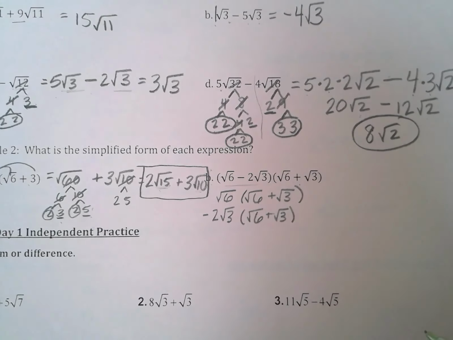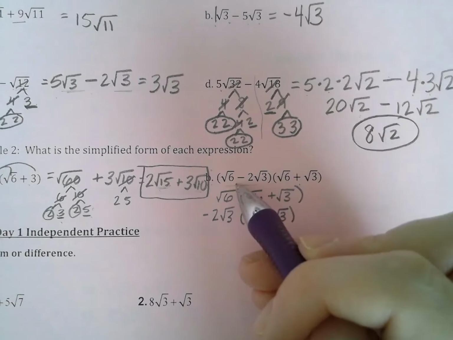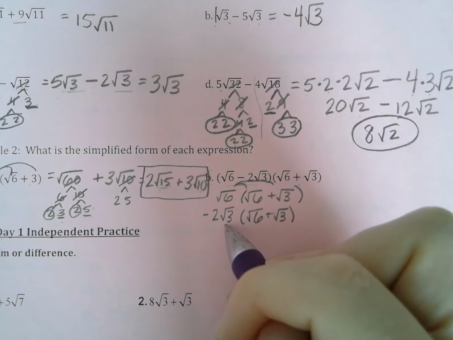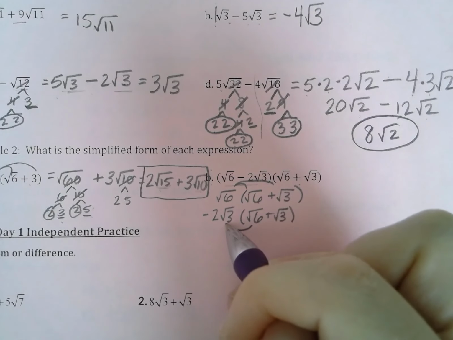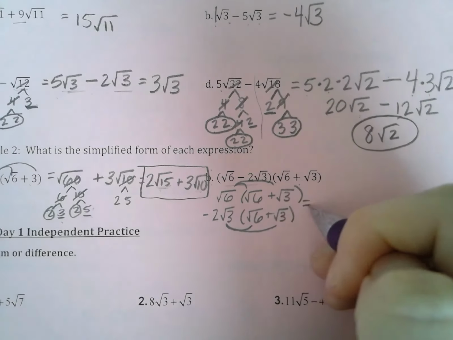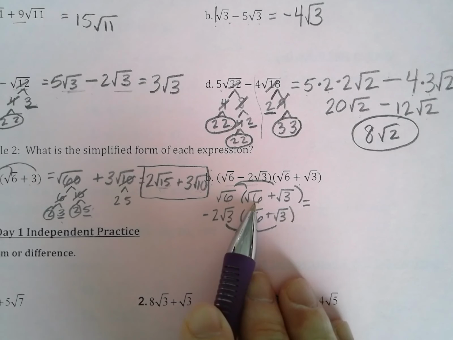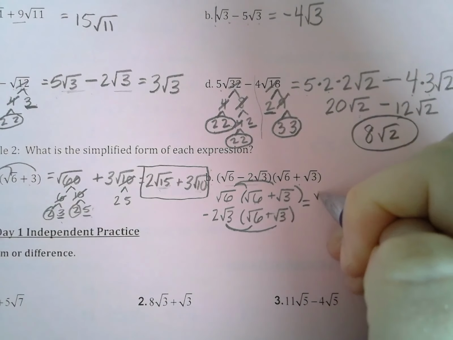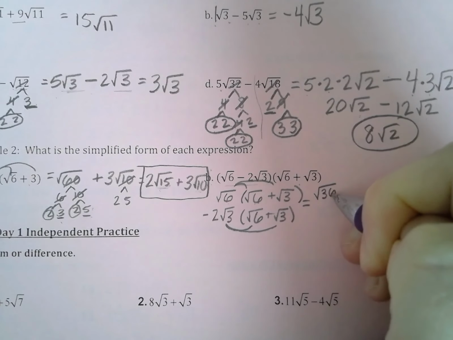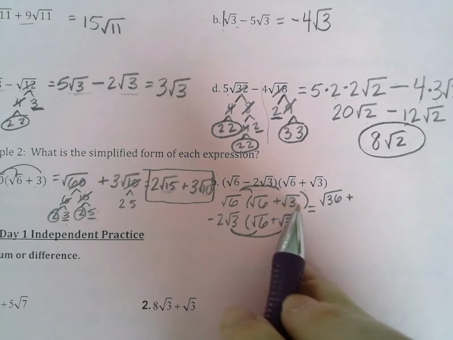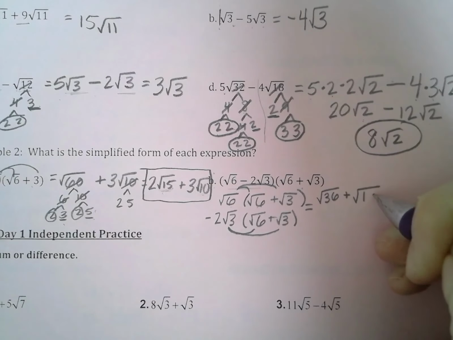Then I'm going to do 2 distributions. So I'm going to distribute this square root of 6 into the parentheses here, and I'll distribute the negative 2 square roots of 3 into this parentheses here. So 6 here and 6 here are both in the parentheses, so I'm just going to multiply them right away. So that'll be the square root of 36. Plus, again, 6 and 3 are both in the square root, so I can multiply. Square root of 18.